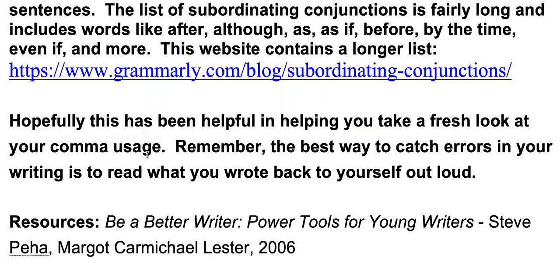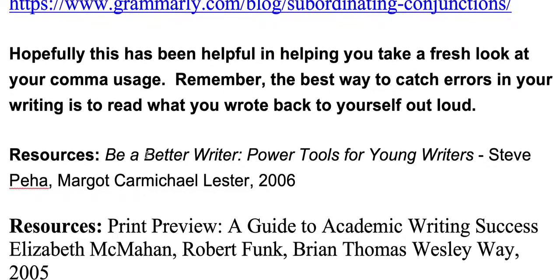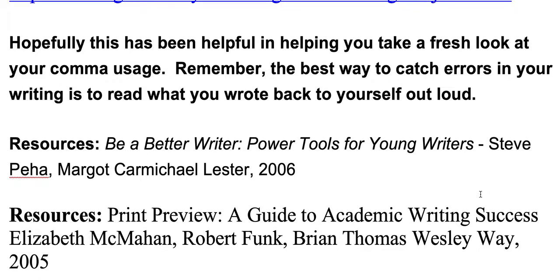Remember, really the best way to catch your errors in your writing is to read what you wrote back to yourself out loud and pay attention to those parts of a sentence, those lead-in parts, those in-between parts, those main parts, and those add-on parts, and start reading for them. Start looking for them. If you're reading a book or a newspaper article, if you're reading something on the internet, look for those parts of a sentence and see if the writer has placed a comma, and then start looking for it in your own writing.